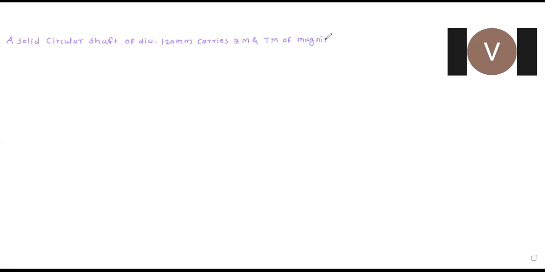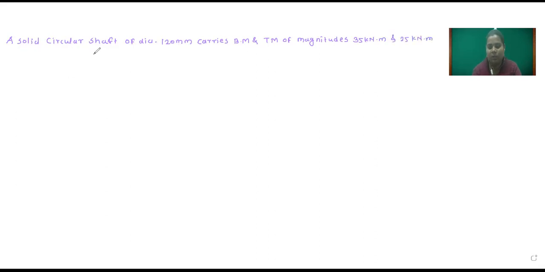Next example. A solid circular shaft of diameter 120 mm carries bending moment and twisting moment of magnitudes 35 kilonewton meter and 25 kilonewton meter respectively.